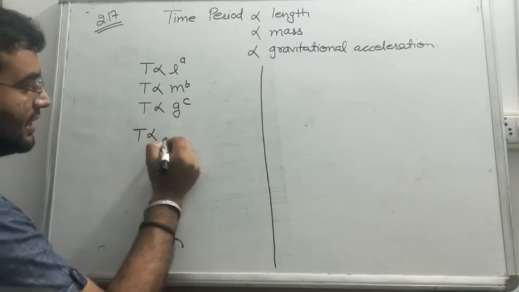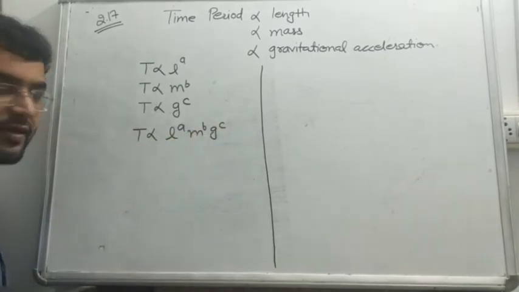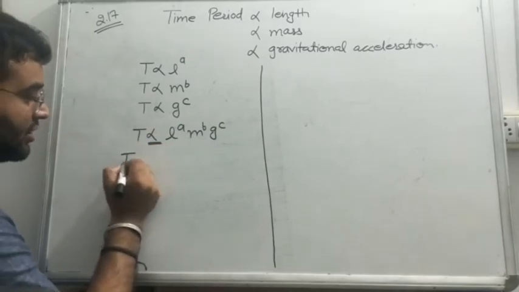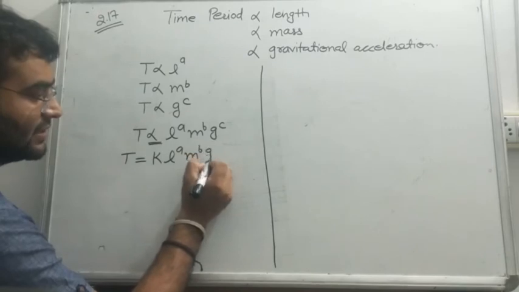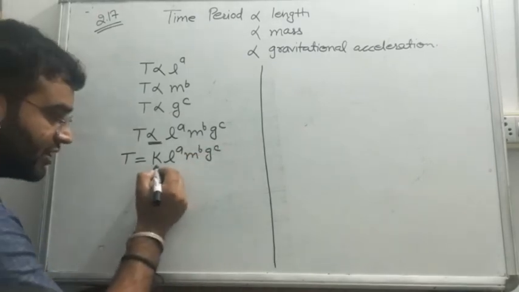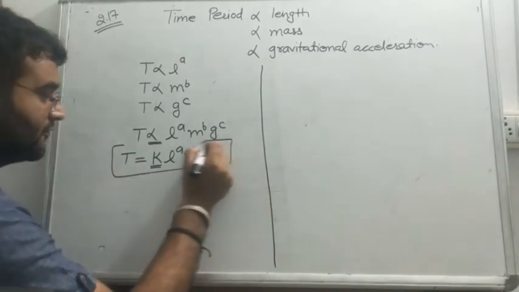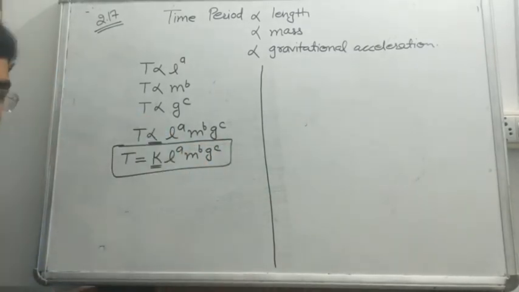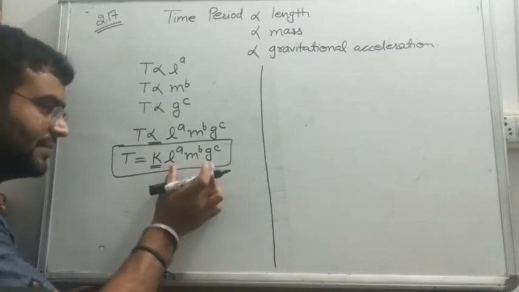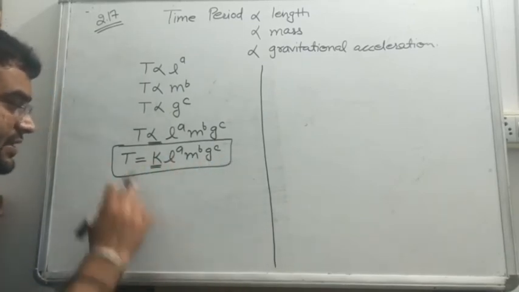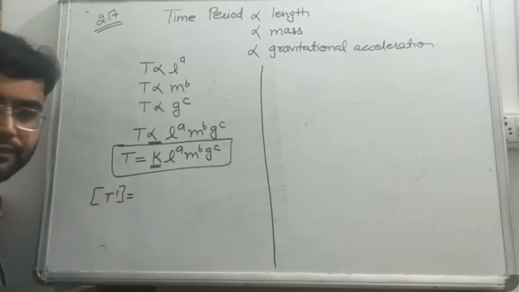Then T is directly proportional to L^a, M^b and g^c. When you remove this proportional sign, then you have T = k L^a M^b g^c. Now, what is your aim? Your aim is to find the formula. How can you find the formula? Use the dimensions of these physical quantities. For T, the time period, you have the dimension T^1.